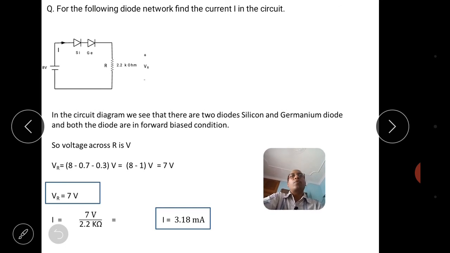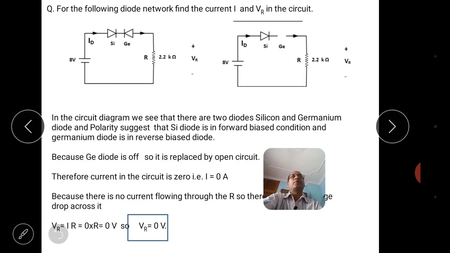So 1 volt drop is taken by these two diodes. So resultant 8 minus 1, that is 7 volt, will be available across the resistance R. So VR will be equal to 7 volt. Now we can find the current I equals V by R. V is equal to 7 volt and resistance is 2.2 kilo ohm. So 7 by 2.2 kilo ohm, that is, we get I equal to 3.18 milliampere.